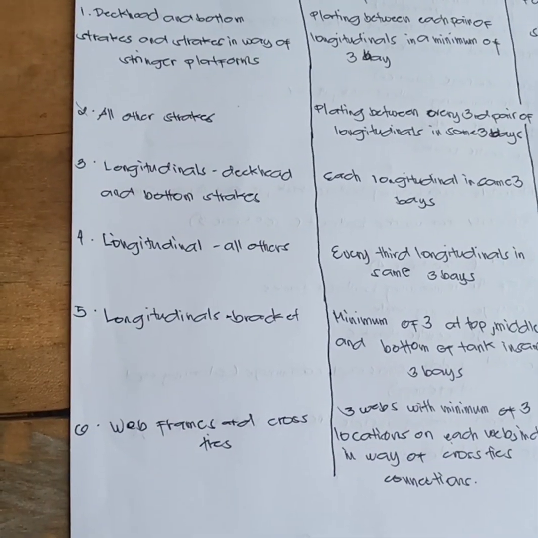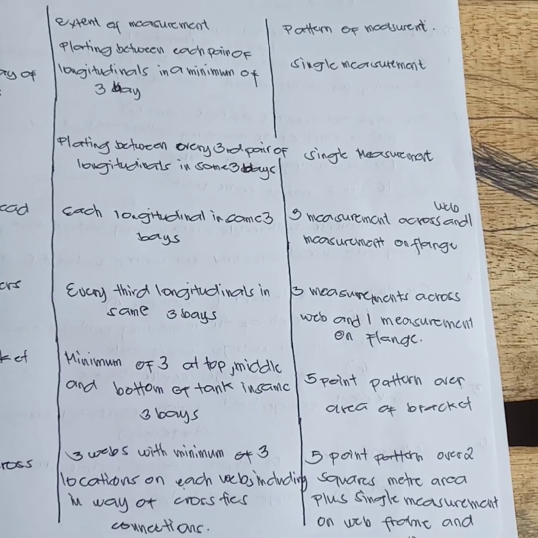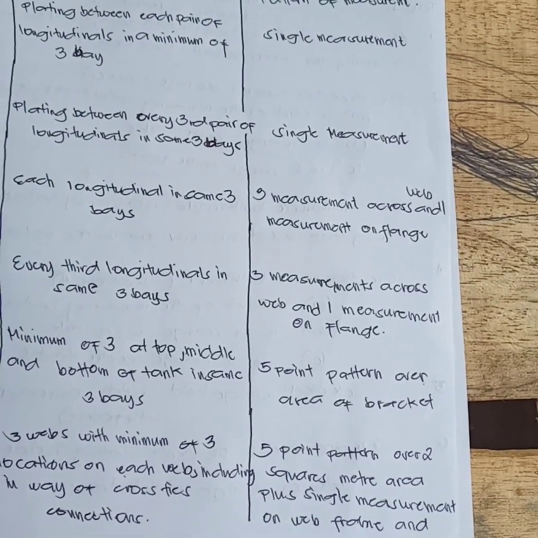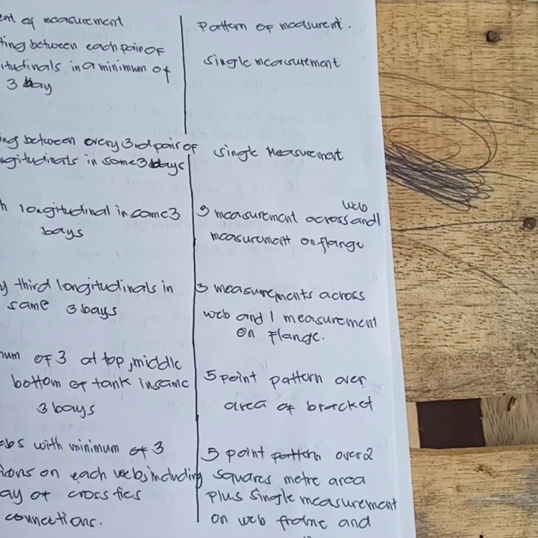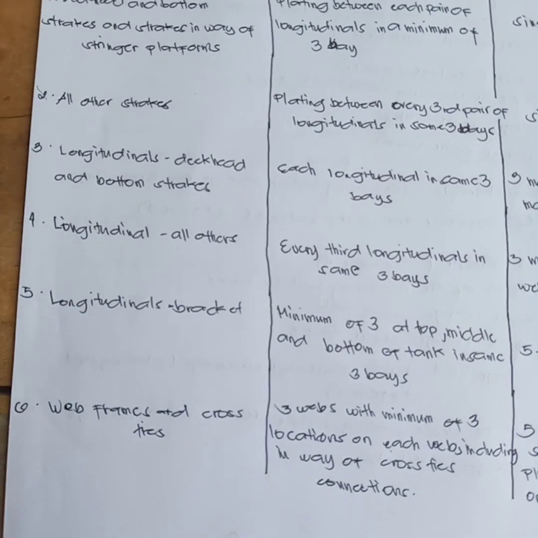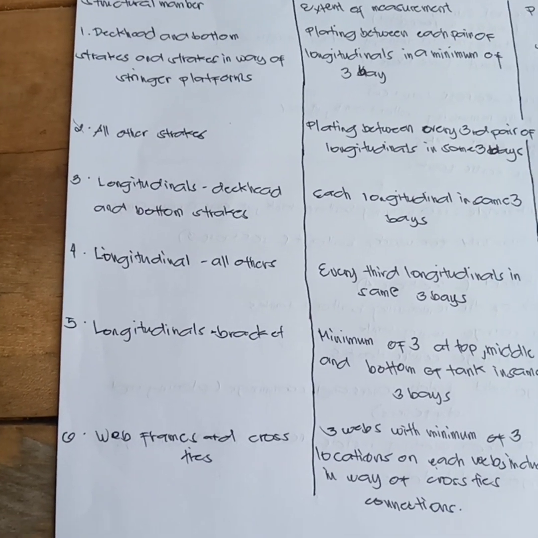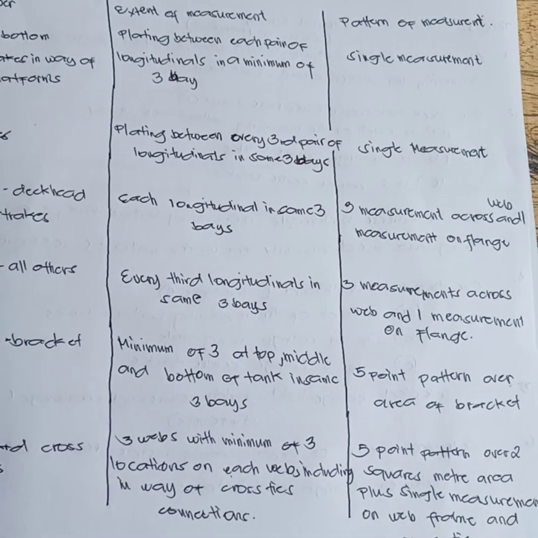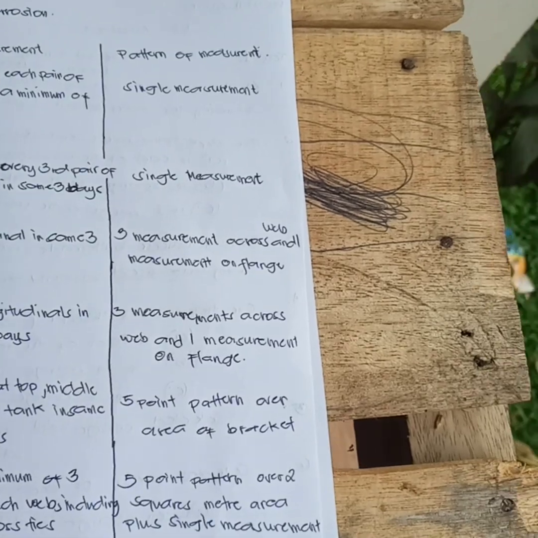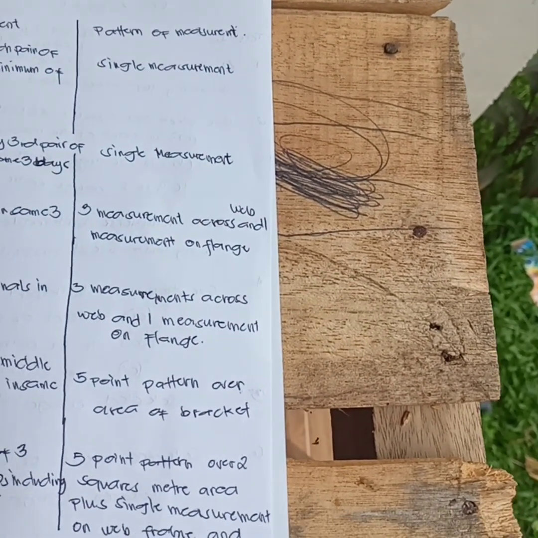2 is all other strakes, between every third pair of longitudinals in the same 3 bays. The pattern of measurement is a single measurement. So number 3, longitudinals on deck head and bottom strakes, each longitudinal in the same 3 bays. Pattern of measurement is 3 measurements across web and 1 measurement on flange.